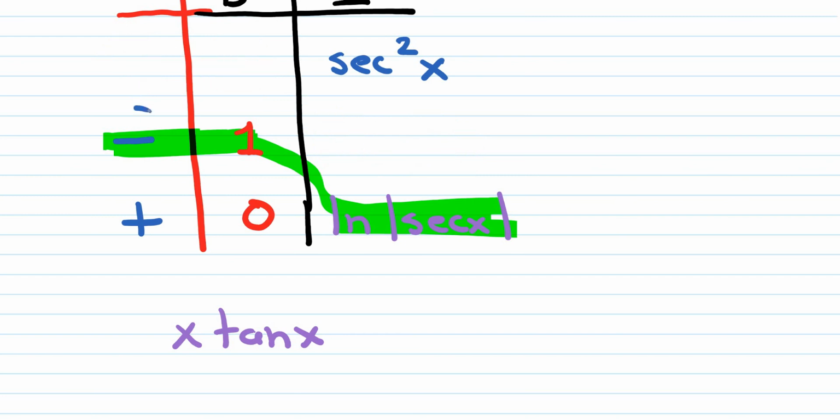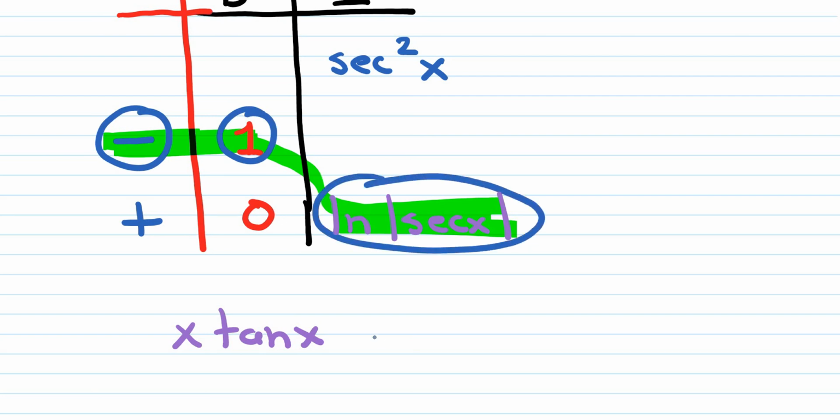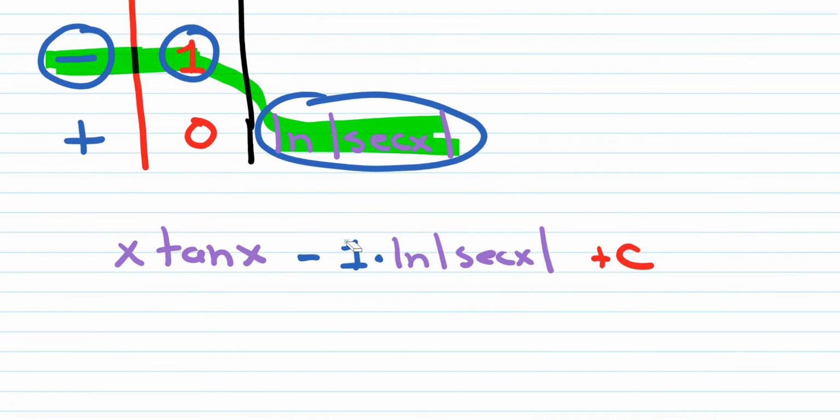And then I have a negative sign, a 1, and a ln secant x. So if I multiply that all together, I get negative 1 times ln of the absolute value of secant x, and then plus c here. I guess you don't really need this 1 here, so that would be my final answer: x tan x minus ln of secant x plus c.